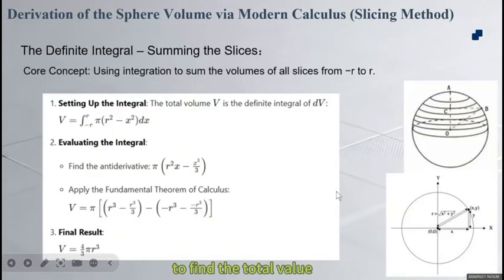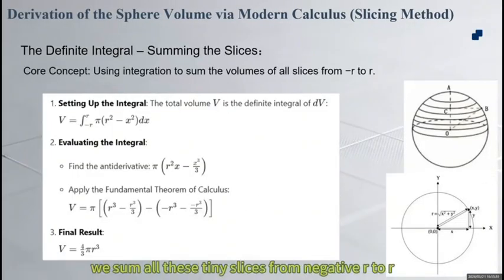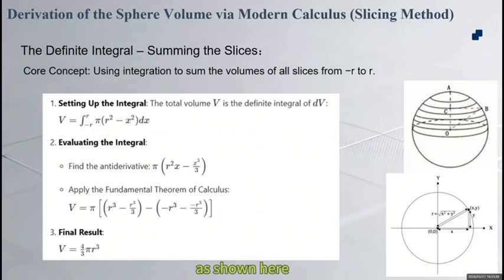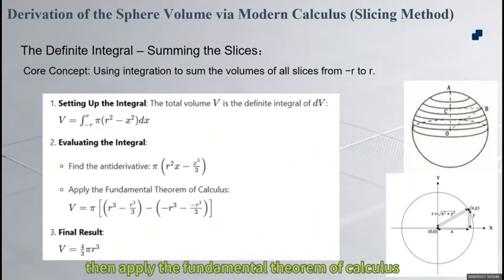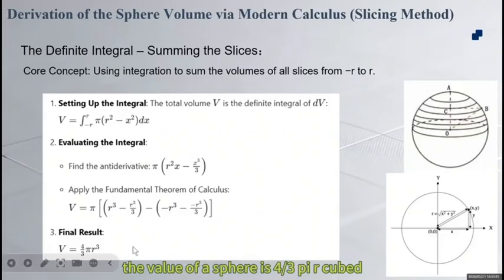To find the total volume, we sum all these tiny slices from negative r to r using a definite integral, as shown here. We first find the antiderivative, then apply the fundamental theorem of calculus to evaluate the limits. After simplification, we arrive at the well-known result. The volume of a sphere is 4/3 pi r cubed.